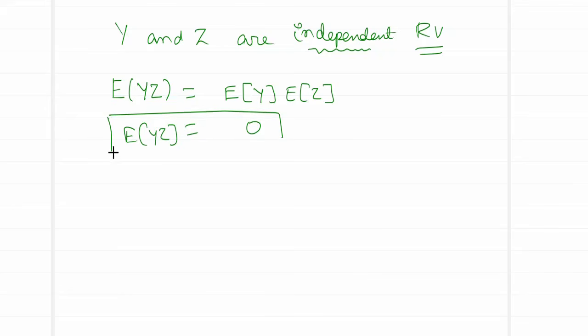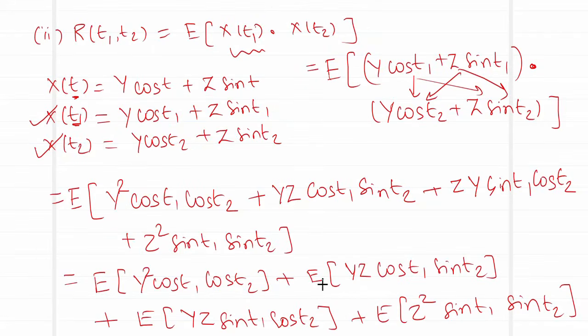Now, let us go and apply this condition to our previous stage. When I take expectation, it is only for the random variable. This cos t1 and sin t2 comes outside. So, what is expected value of YZ? This will become equal to 0. Similarly, over here, sin t1 and cos t2 are constant. What is expected value of YZ? This will also become 0. So, we will just be left with two quantities, E of Y square cos t1 cos t2 plus E of Z square sin t1 sin t2.